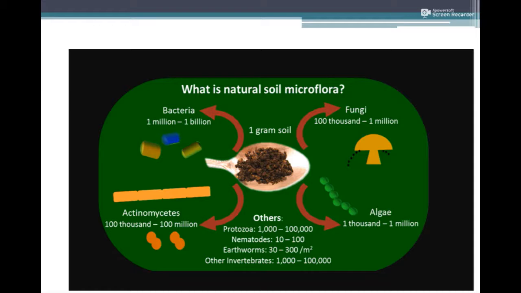Other than that, we also have various protozoans and nematodes, commonly known as roundworms. Then you have earthworms, which are responsible for increasing the fertility of the soil, as well as various other invertebrates. About 1000 to 100,000 invertebrates are also present in the soil. Generally speaking, the most predominant microflora of the soil includes bacteria, followed by actinomycetes, and after that the fungi, the algae and various other groups.